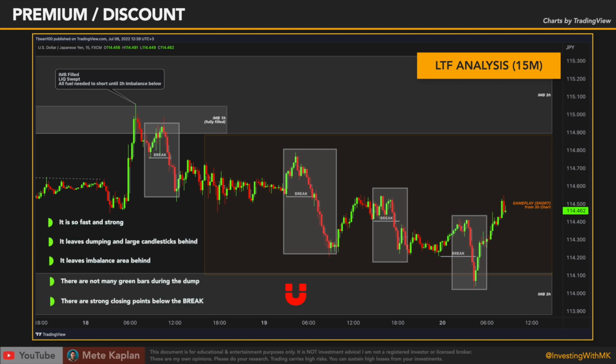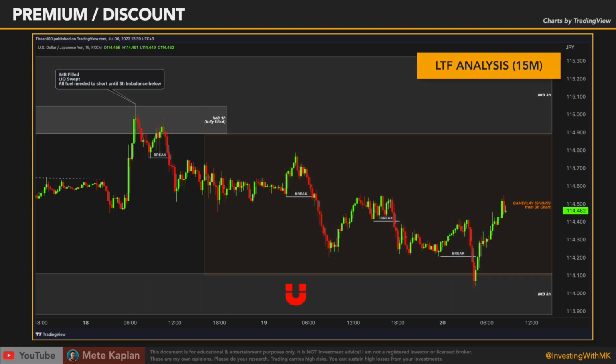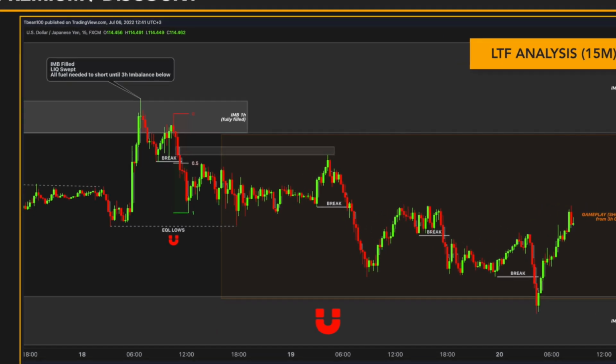They are so fast and really strong. They leave dumping and large candlesticks behind. They leave imbalances behind. There are not many green bars to break the dump. There are strong closing points below the breaks. Let's start with the first trade.